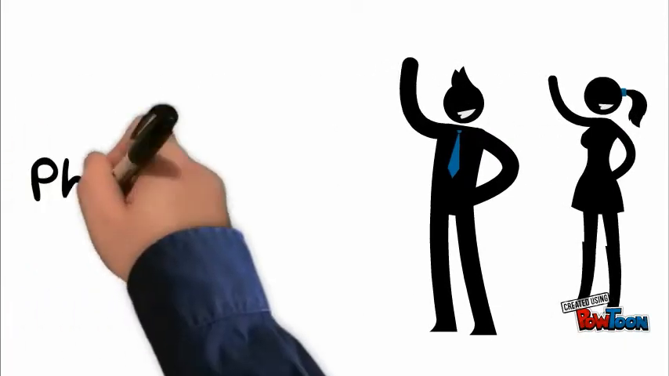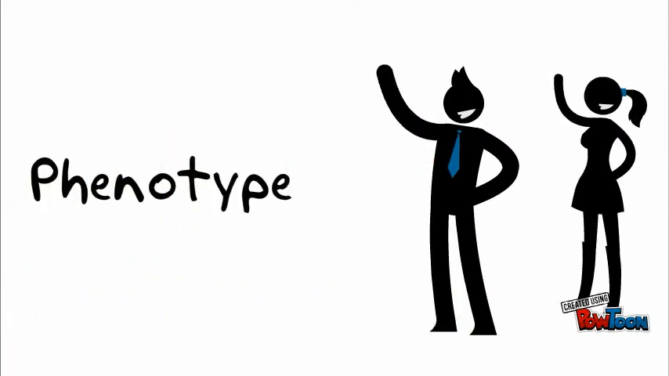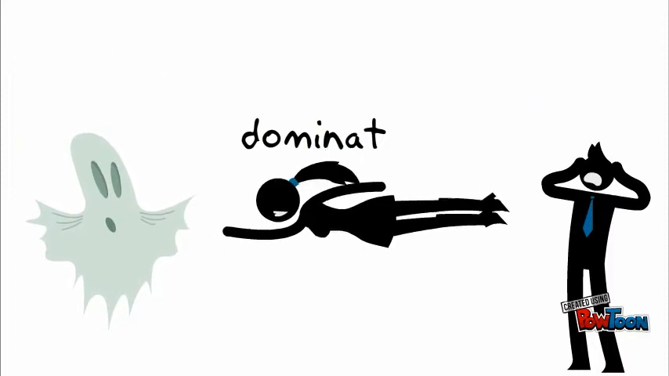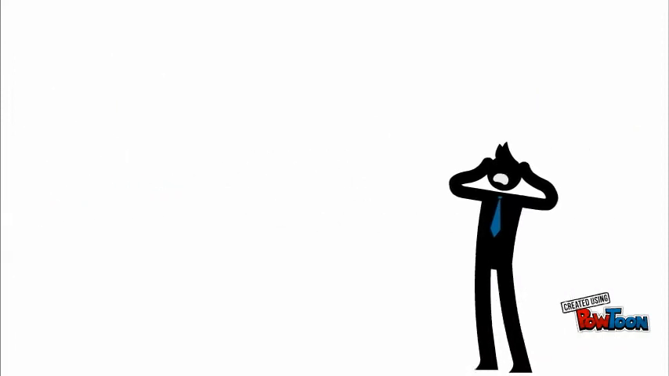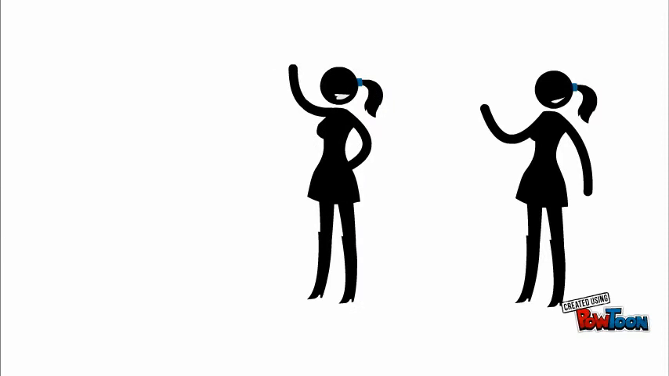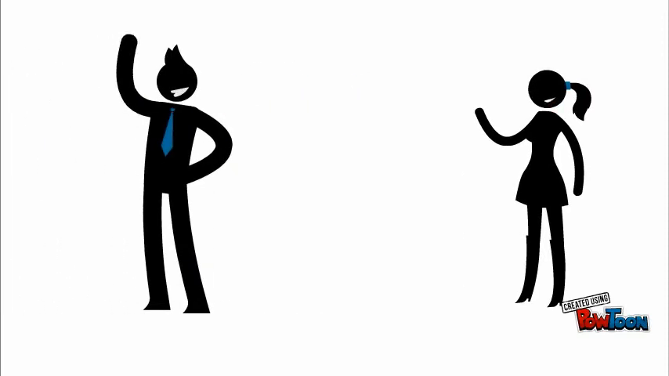Speaking of phenotype, the definition is what you look like. So basically, a dominant allele will mask a recessive allele. Most genes have 2 copies of each gene, so you inherit from your mother and father. So here's an example. Allele 1, your mom, and allele 2, your dad.